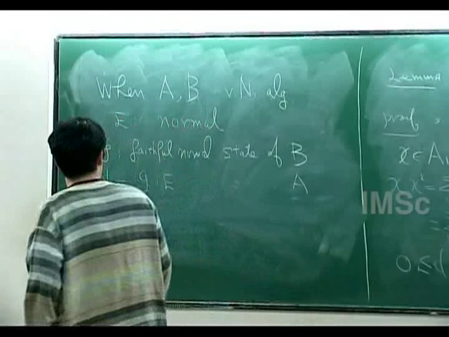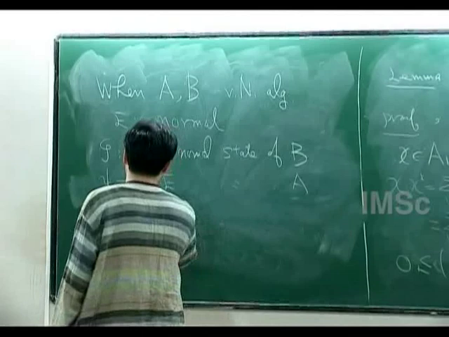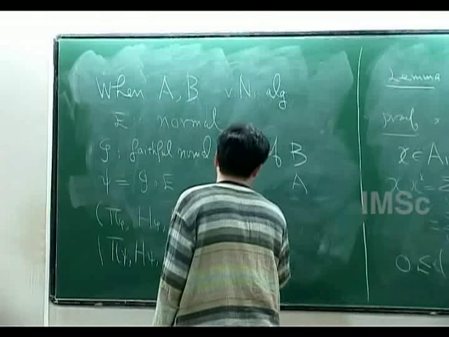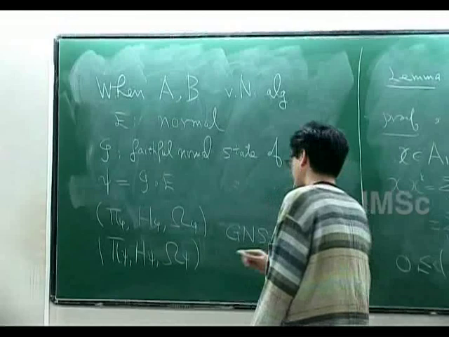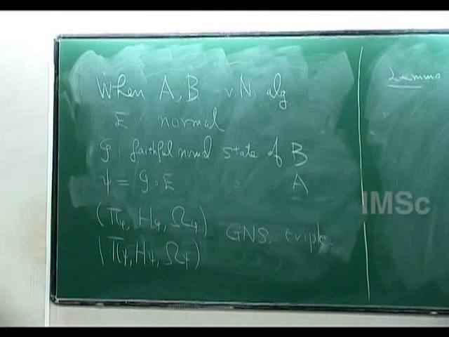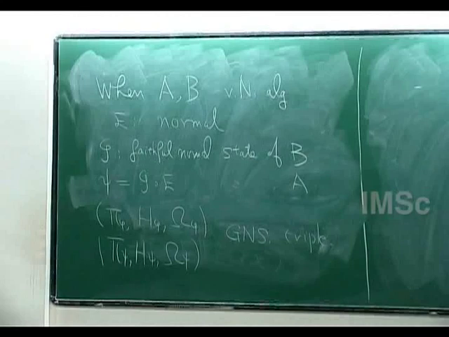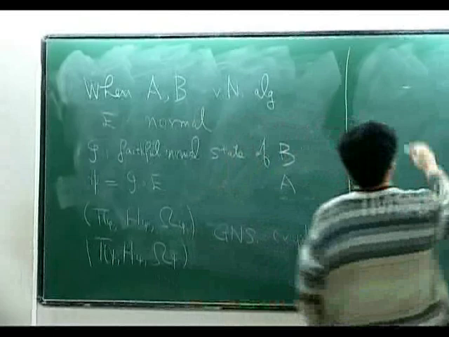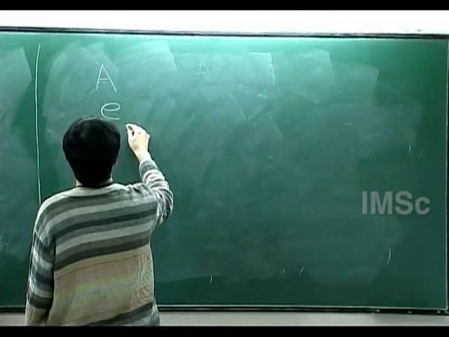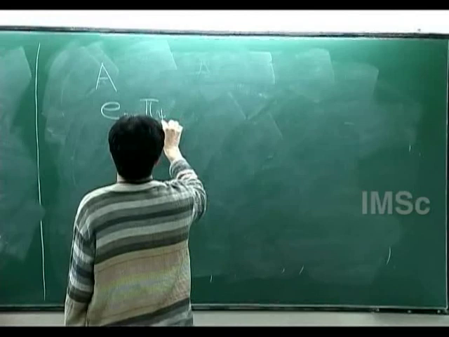And when you consider the GNS representation, to perform the basic construction for von Neumann algebras, the usual definition is the following. So A, by using a GNS construction, you represent A on this Hilbert space, then what you do is, let's use this notation. You define the Jones projection this way.